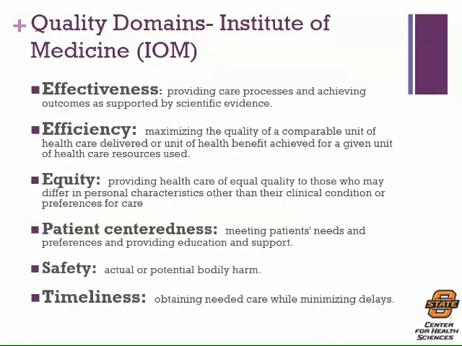So the Institute of Medicine defines six different quality domains. Effectiveness, which is providing care that's based on scientific evidence, and you don't overutilize or underutilize. And so they've done a lot of studies of patients with Medicare, and the spending is in the billions of overutilization, not following standard of care. And that's where this big push for quality of care has come from.